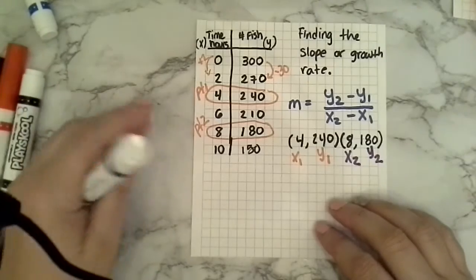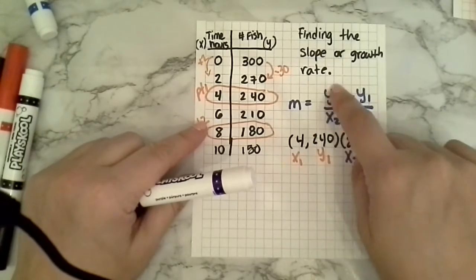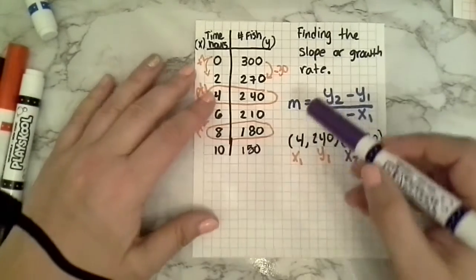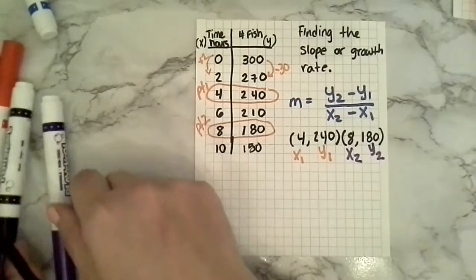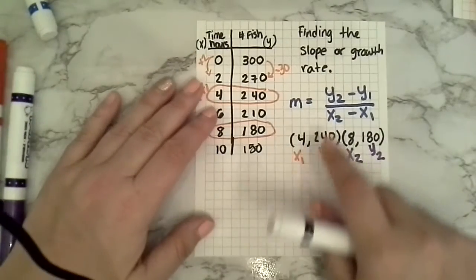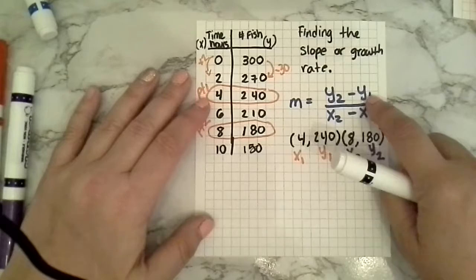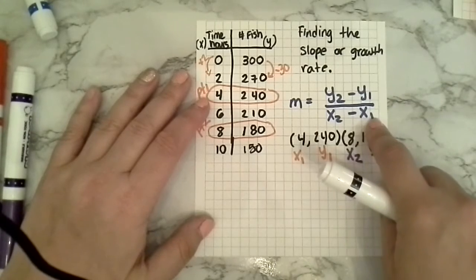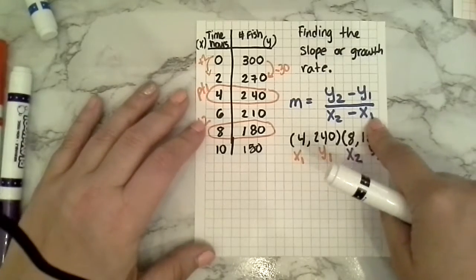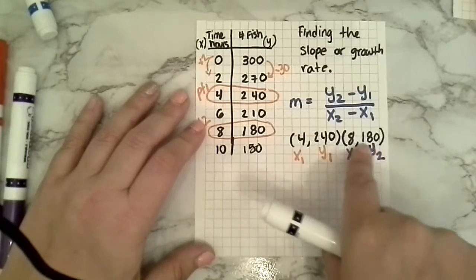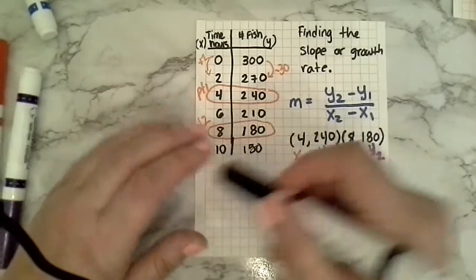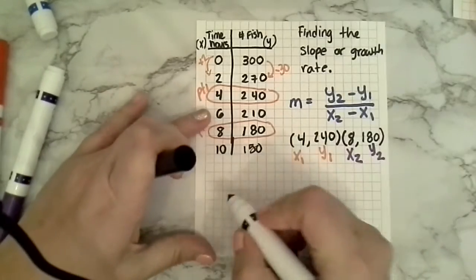So what's going to happen is you're going to then replace these values. So I'm going to rewrite this formula, but now after rewriting it, I'm going to replace the y2 and the y1, the x2 and the x1. How do I know which numbers to use to replace? That's going to be from my points that I selected. So here's my m.